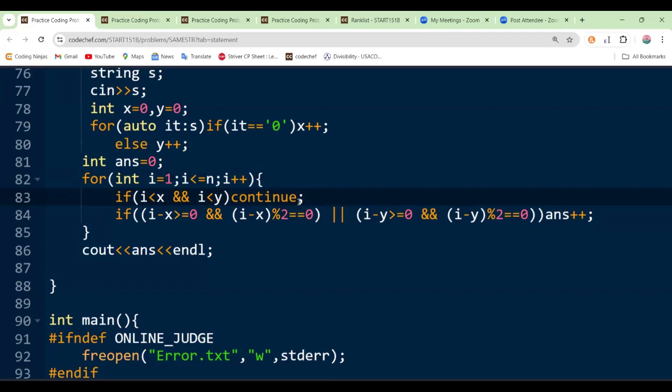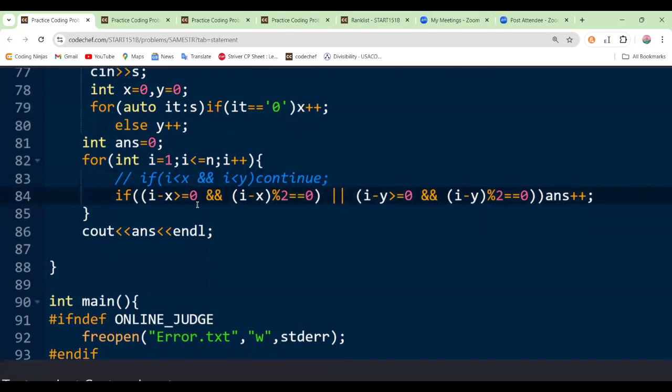The answer is not possible. The number of operations that I am performing should be at least greater than x or greater than y, isn't it? Even if you don't write this line, I have handled this thing in the other line. So you can check over here.